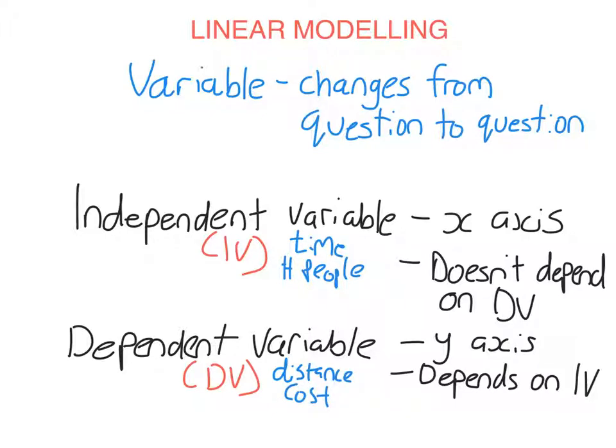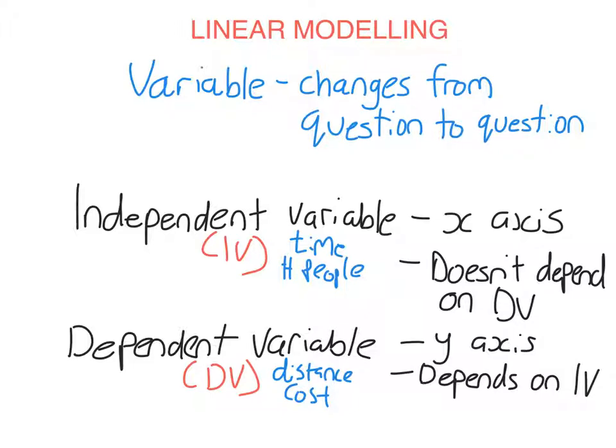Okay, another example: if I was hiring a hall for a party, and I wanted to look at the relationship between the cost of the party and the number of people at the party, it is the cost that depends on the number of people, not the number of people depending on the cost, okay? So that's the difference between independent and dependent variable. We always put the IV on the horizontal axis and the dependent variable on the vertical axis.